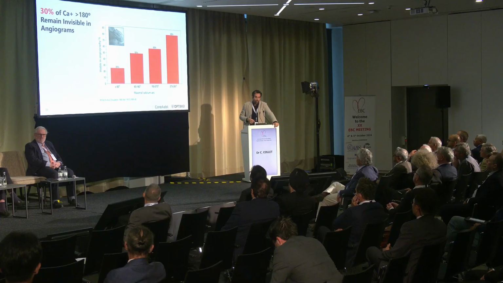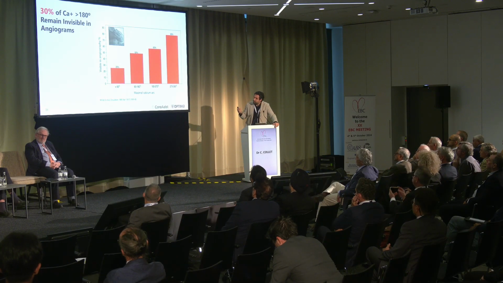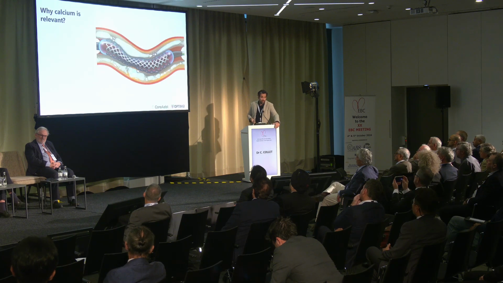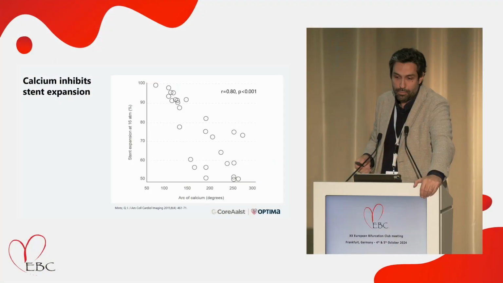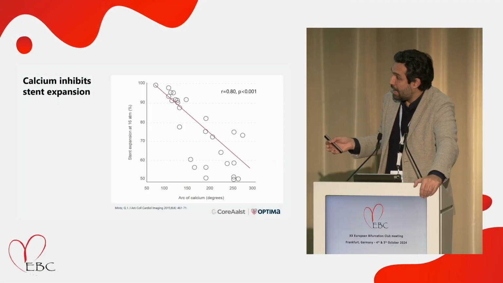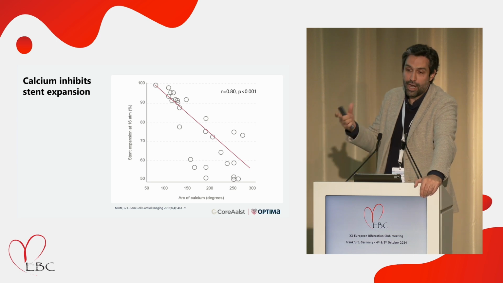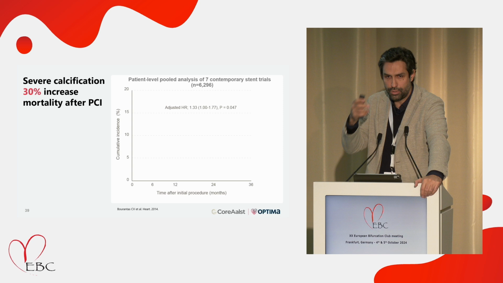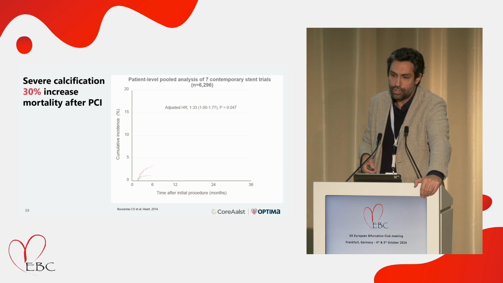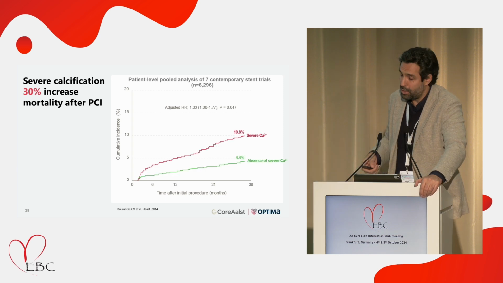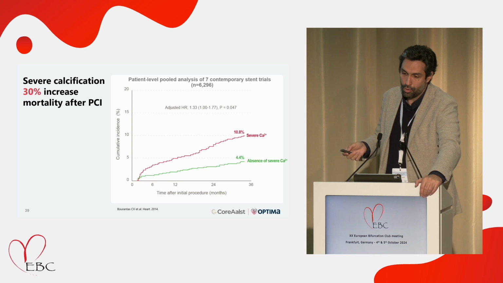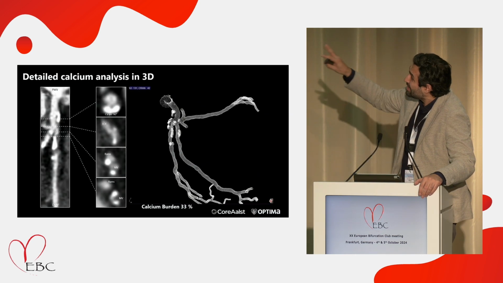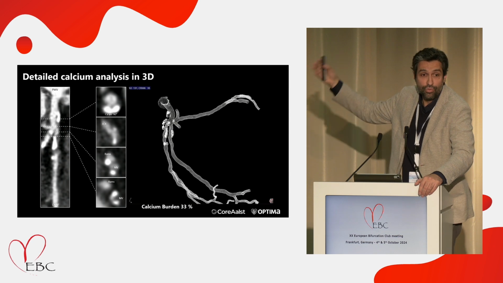Now, when we talk about the calcium evaluation, I will not go in depth, but you need to know that 30% of the severe calcium we cannot see with angiograms, and of course, this impedes stent expansion. And again, this correlates linearly with the arc of calcium, as Professor Serruys mentioned. And this is data from Christos, who is in the audience, showing that in severe calcifications, we have higher mortality compared to absence of calcification in patients undergoing PCI. So this type of calcium detection is extremely relevant.